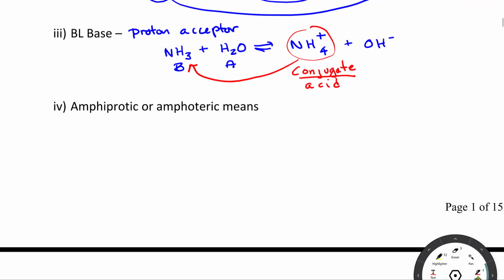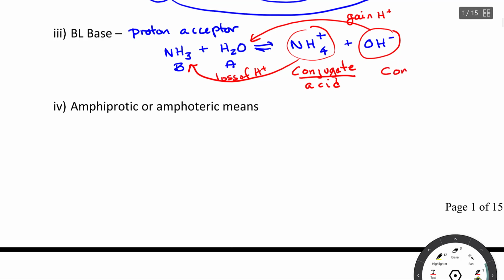And then OH minus, if you look here, this is losing a proton. Loss of H plus, and then going this way, it's gaining H plus. So this is the proton acceptor, so we call it the conjugate base.